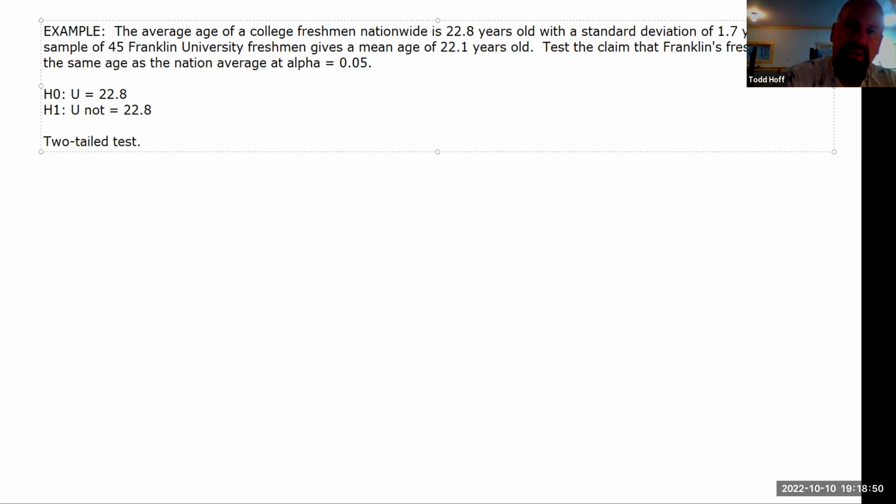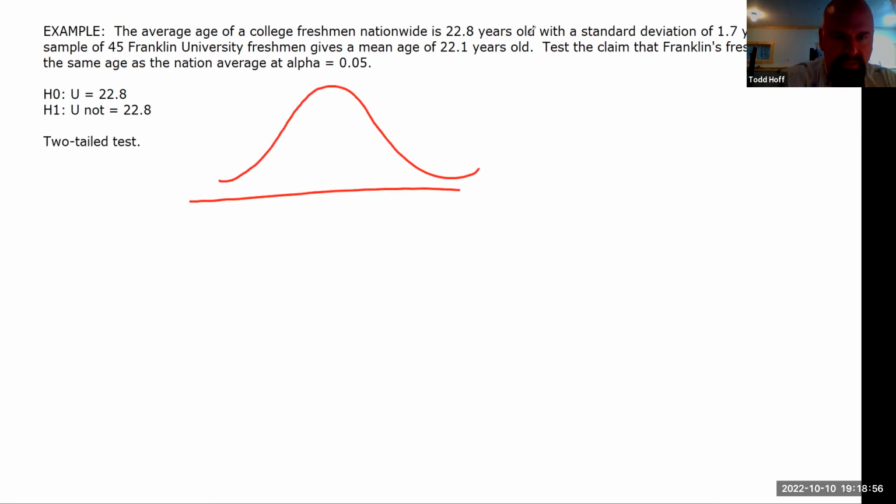Now we need to find our critical value for our test statistic. And we'll do this from our bell curve. Since it's two-tailed, alpha is the probability in the tails. Since it's two-tailed, that 0.05 gets split between the two tails, so it's 0.025 on each tail.